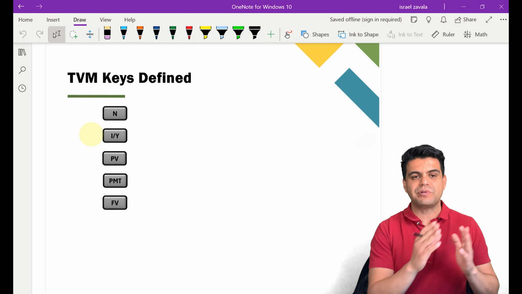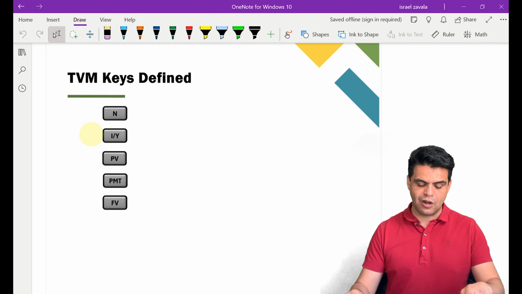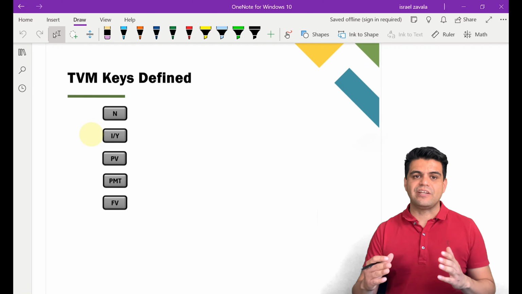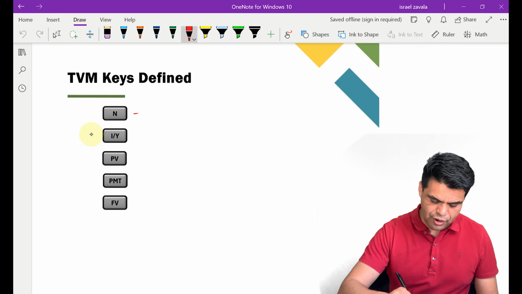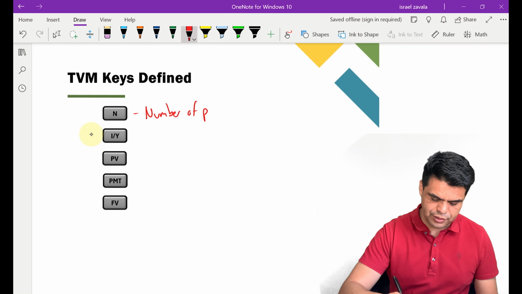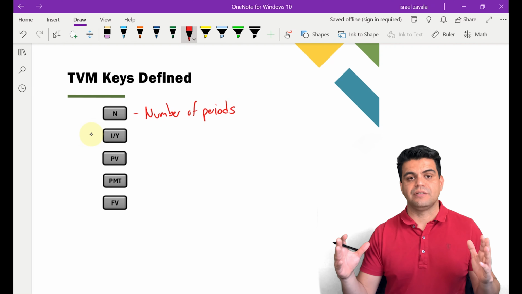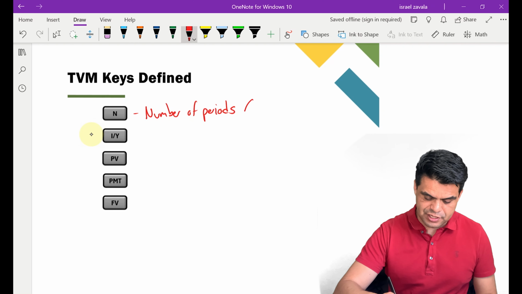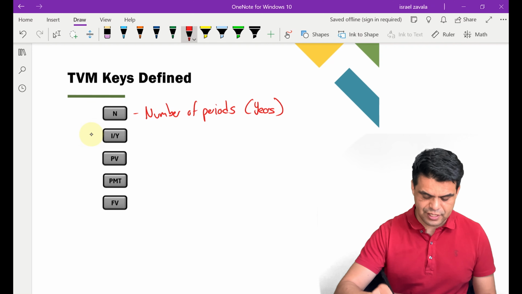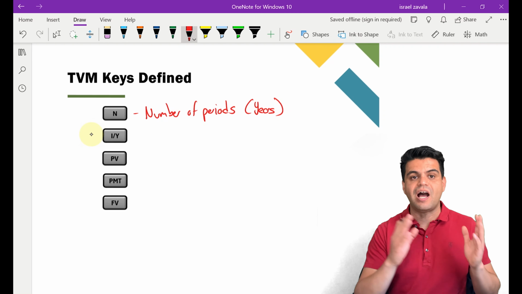All right, so we're going to define the keys. On your calculator, we're going to go from left to right, but in this case, in order to make this easy for me to write, we're going to go top to bottom. So you'll see that your financial calculator has an N, and this N is for the number of periods. This sets the duration of how long. This is specifically done in years. That's very simple, right? If you want 5 years, you put in 5 for N.